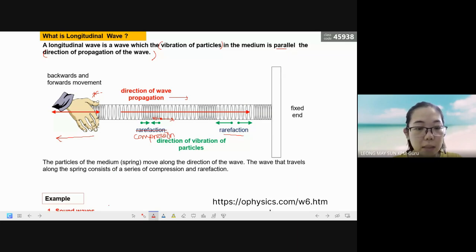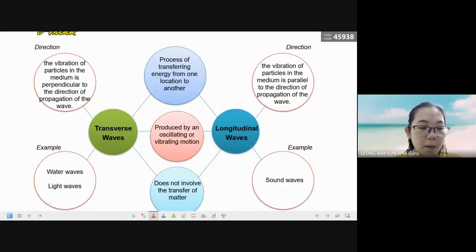So that is transverse wave and longitudinal wave. Now, similarities and differences between transverse and longitudinal wave. First and foremost, they are both progressive waves. It's not written on this slide, but both transverse and longitudinal waves are progressive waves.